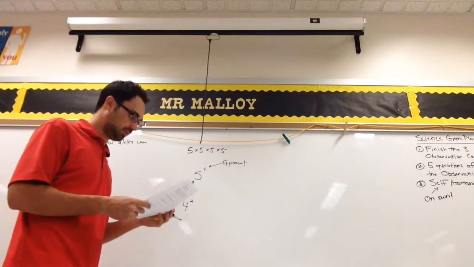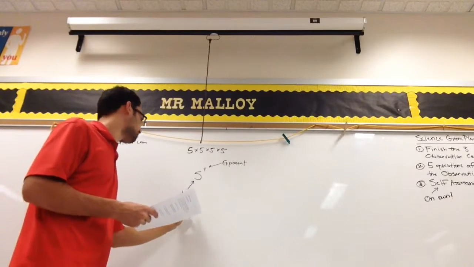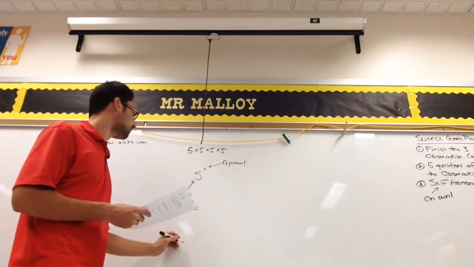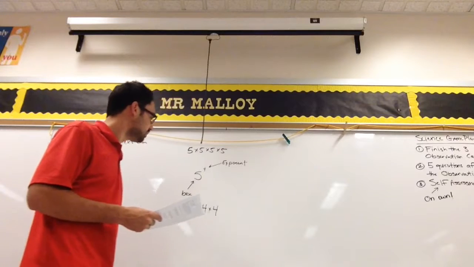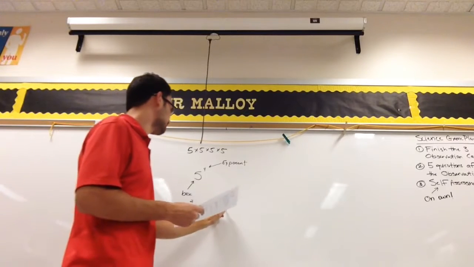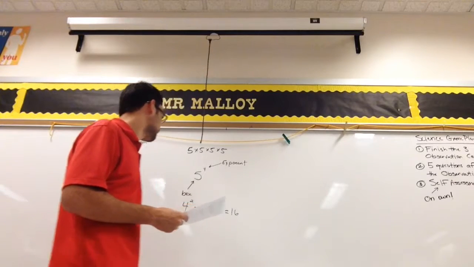an exponent. So if I have 4 to the 2nd power, what does 4 to the 2nd power mean? That would be 4 times 4, and then 4 times 4 would be 16.